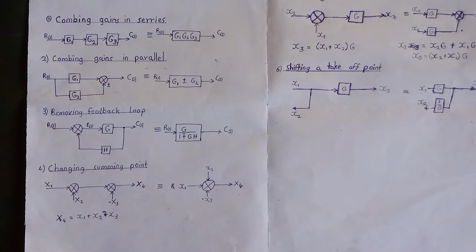We are proceeding to our fourth rule, changing a summing point. You may be given 2 summing points, and you are told to reduce that particular block diagram. So this diagram is equivalent to this diagram. Only note that our value of x4 must remain unchanged. So here our x4 is x1 plus x2 minus x3. So it is in this diagram.